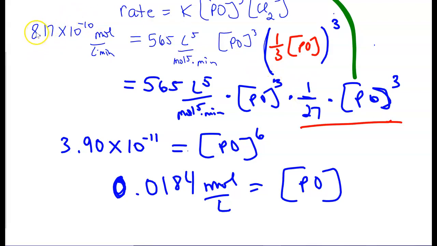So take in your calculator and crunch out 8.17 times 10 to the negative 10th, divide by 565 because it's being multiplied by 1/27th, or really multiply by 27. When you get that, you're going to get 3.90 times 10 to the negative 11th. 3.90 times 10 to the negative 11th equals PO to the 6th. Now, how did I get PO to the 6th? PO cubed times PO cubed. Remember, when we multiply exponents, we add them. And then I'm going to take the 6th root of both sides, so you'll have to use your calculator to do that. And you should get 0.0184 moles per liter equals PO. You try your number 12.